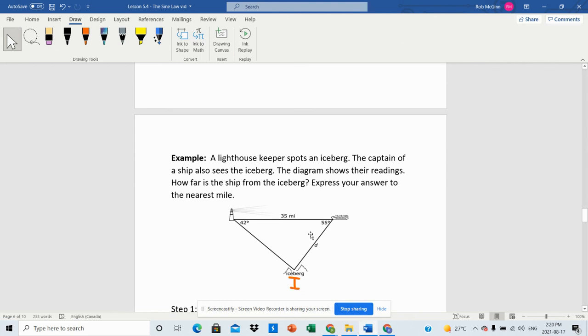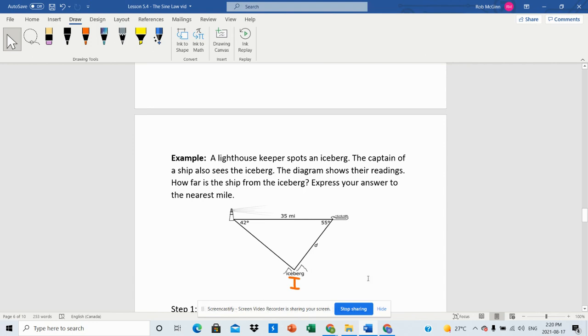We're going to have to do a little work first before we can use the sine law, because right now we don't know an angle and its opposite side length. We know this angle, 55 degrees, but we don't know this side length. We know 42 degrees, and we don't know this side length. That's the one we're looking for. And here we know a side length, but not an angle.